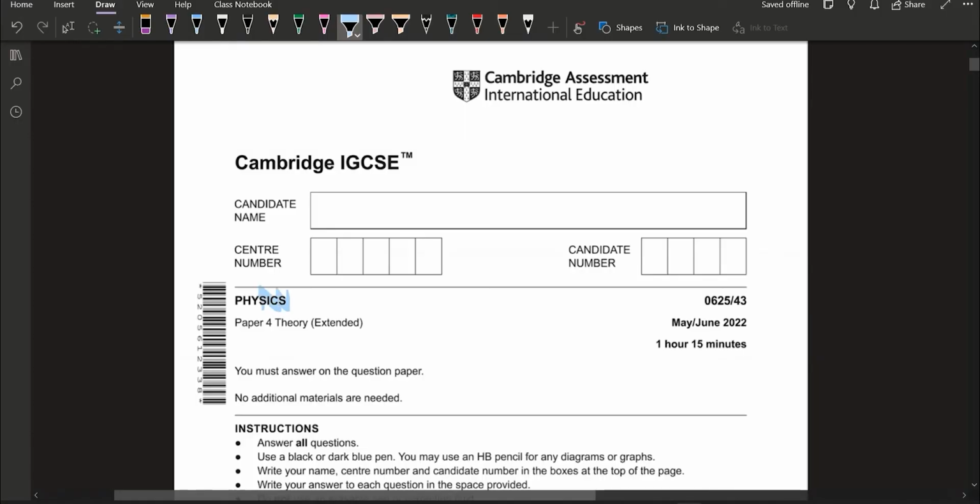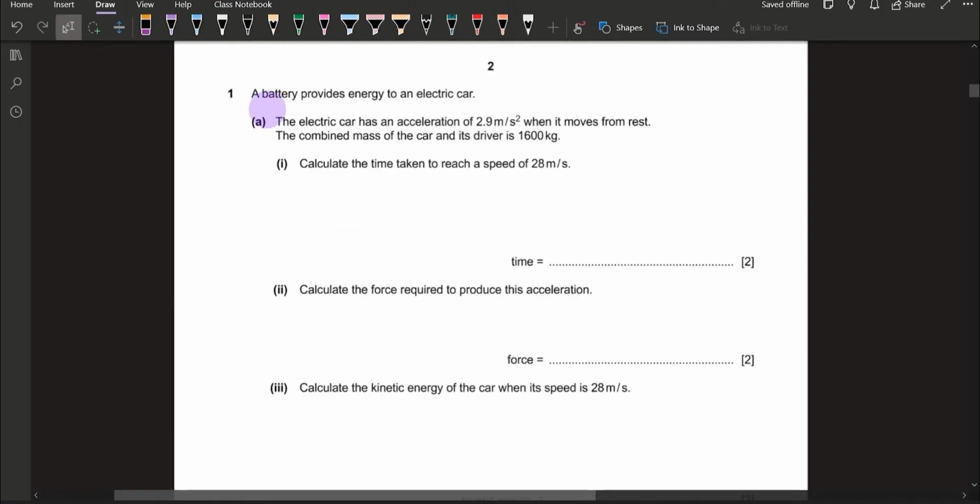Today we are going through the Physics 0625/43 May-June 2022 paper. Question number 1. A battery provides energy to an electric car. Part A says the electric car has an acceleration of this when it moves from rest. The combined mass of the car and its driver is 1600 kg. Part 1 says calculate the time taken to reach a speed of this.